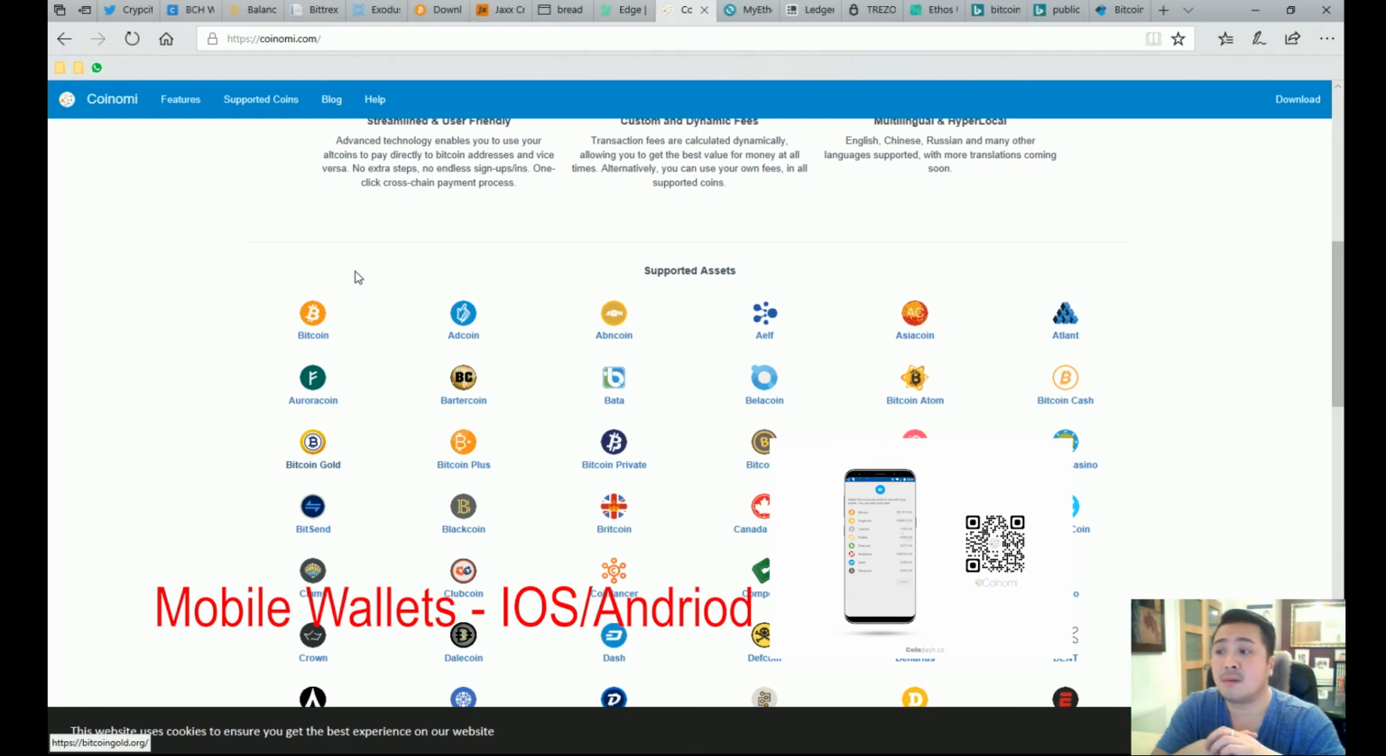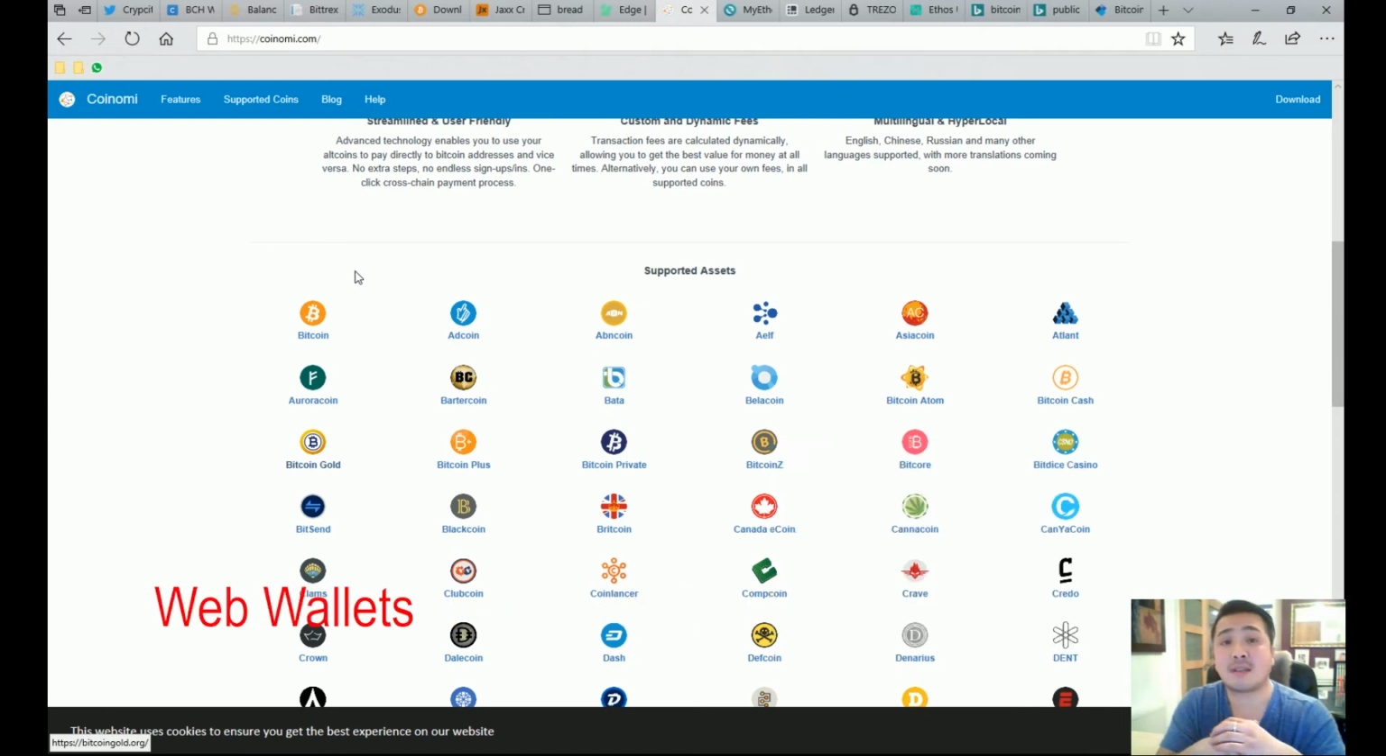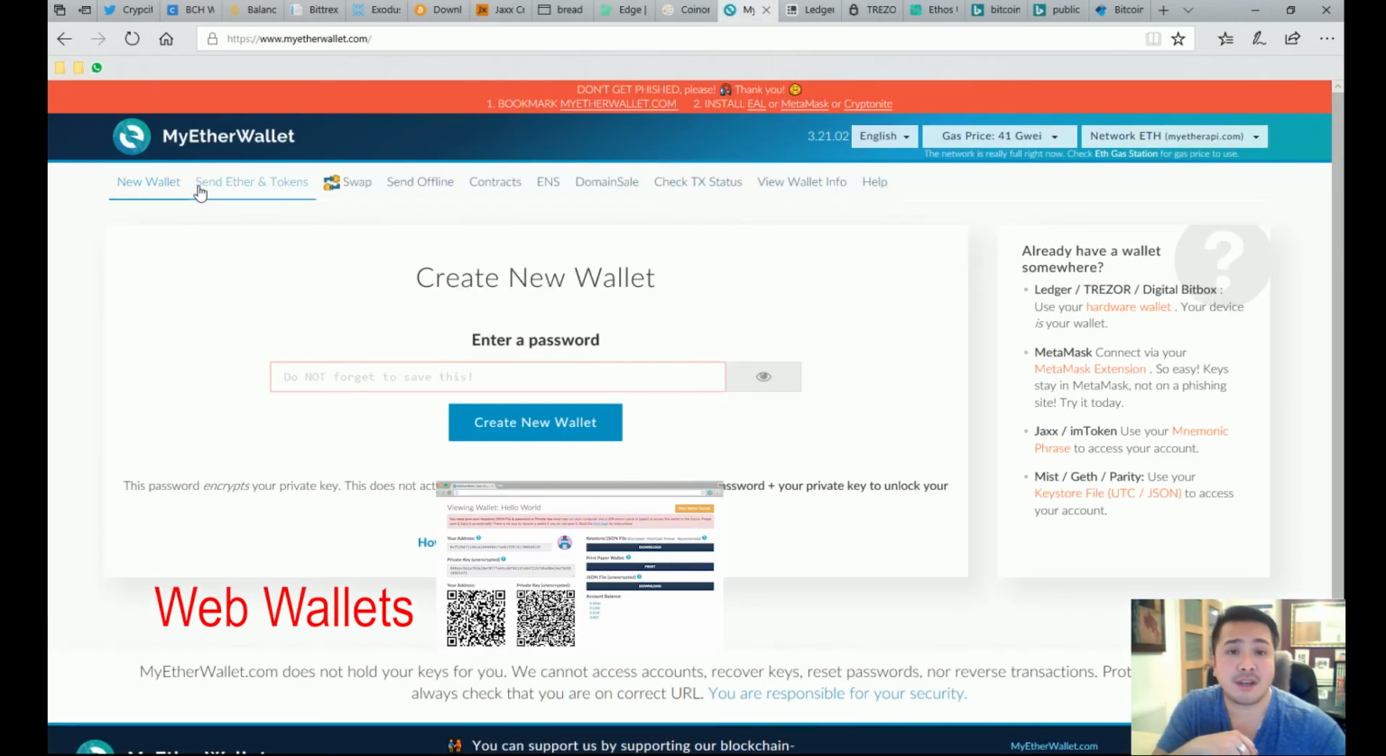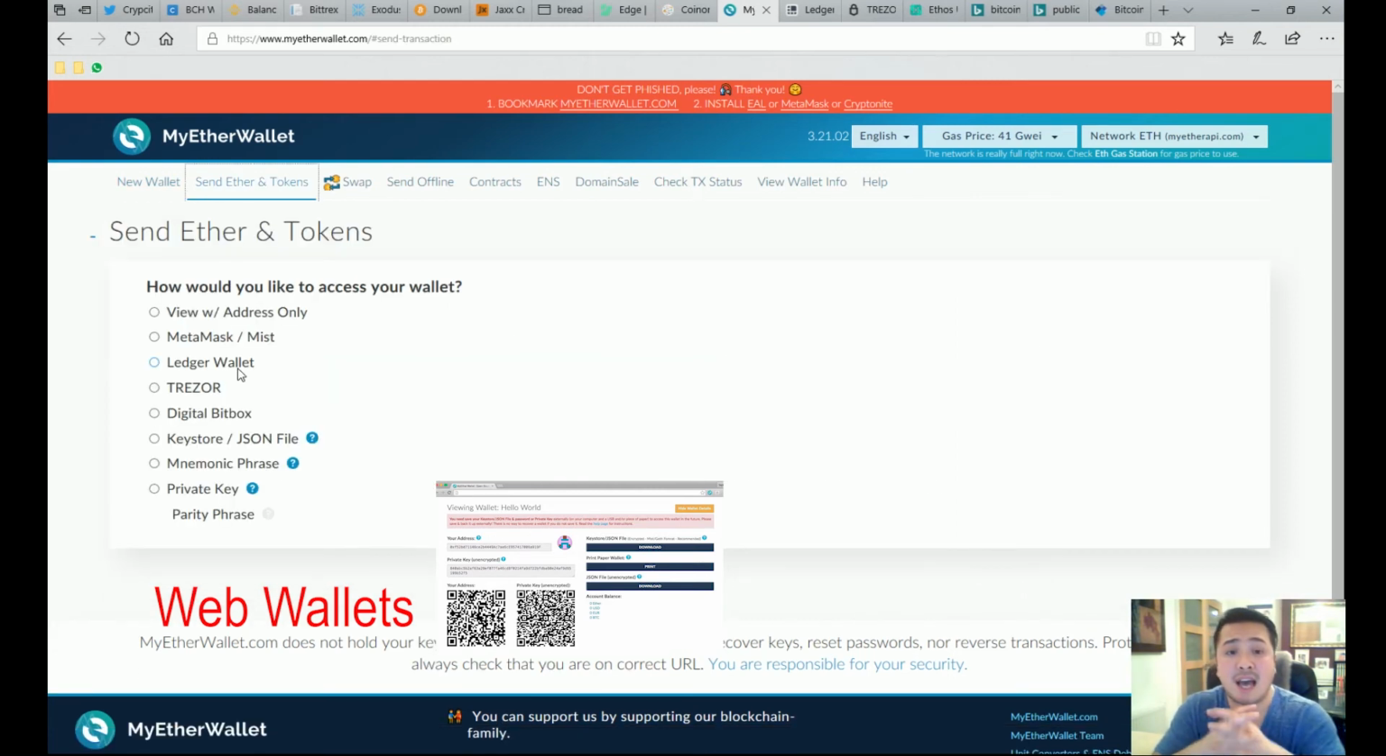Now, following on from mobile wallets, you've also got online web wallets, which essentially is a website that allows you to store cryptocurrencies on the website, which allows you to send funds using a website platform. An example of this is MyEtherWallet. Now, you can create a new wallet using MyEtherWallet for Ethereum, of course. There might be other alternatives for other cryptocurrencies. Now, you can use MyEtherWallet if you've got your private key, to send your Ethereum or tokens. In my opinion, MyEtherWallet is great because it interacts with both the Ledger wallet and the Trezor, and you can access your wallet using various options.